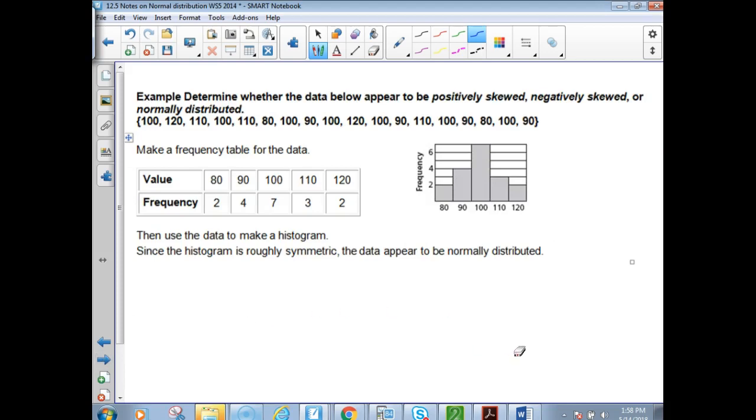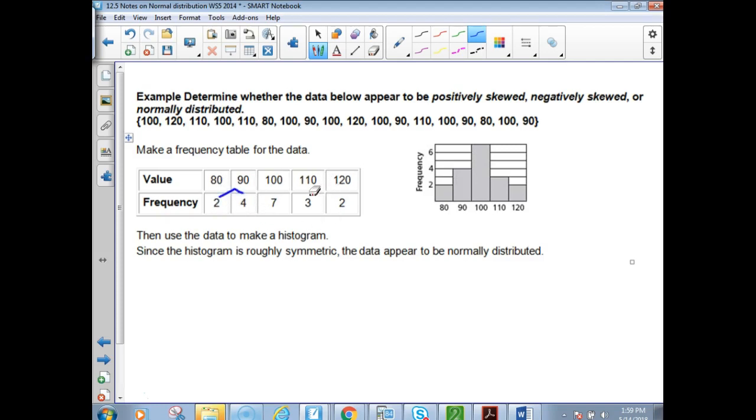So we'll do an example. Determine whether the data below appear to be positively skewed, negatively skewed, or normally distributed. This is the list of the data. A frequency table has already been made for the data. All the numbers were repeated some amount of times. One way to look at the table and tell if it's skewed or normal is to see if there's a larger amount in the middle, if it's ordered from smallest to largest.